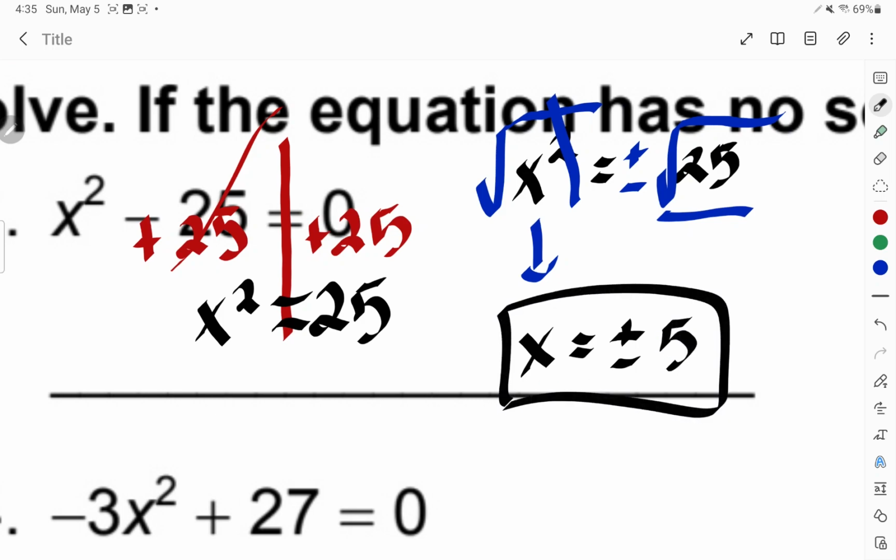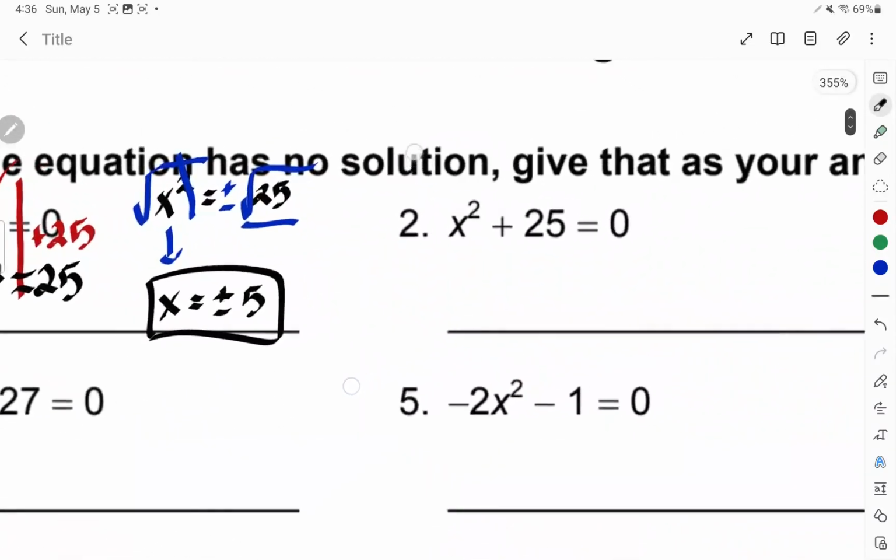And that is it. Now, every single question is going to be done exactly the same way, so make sure you stay and watch all the other problems. That way you can copy them down and make sure you get them all correct. But that is it for that one. So let's go ahead and do all the other ones.